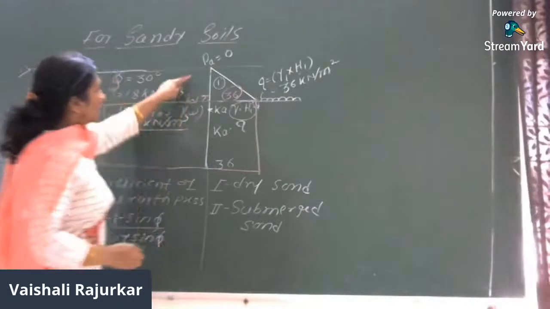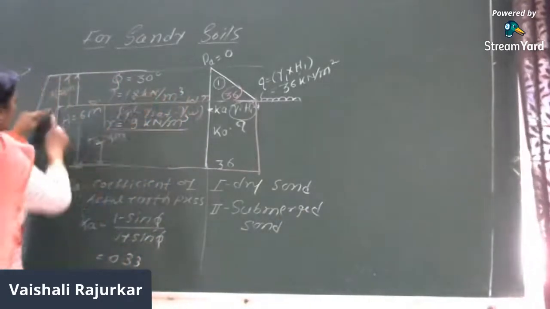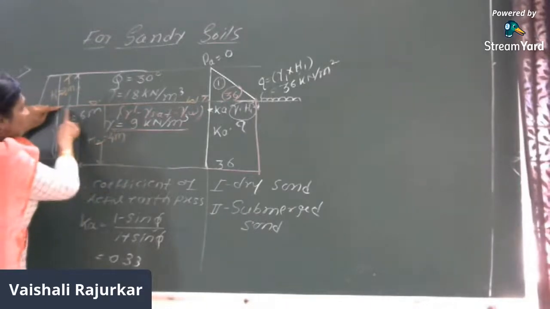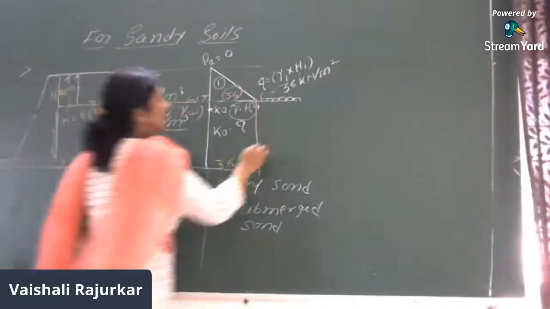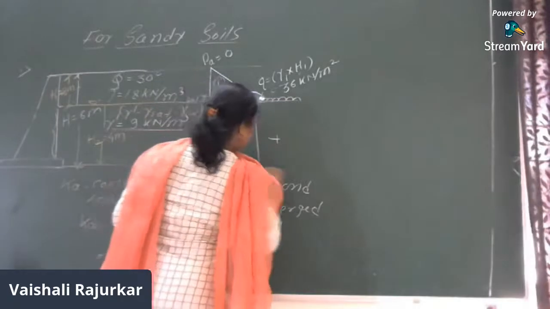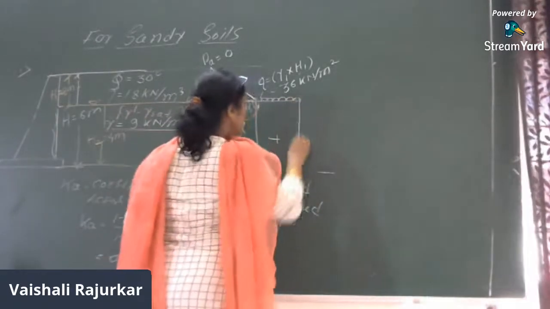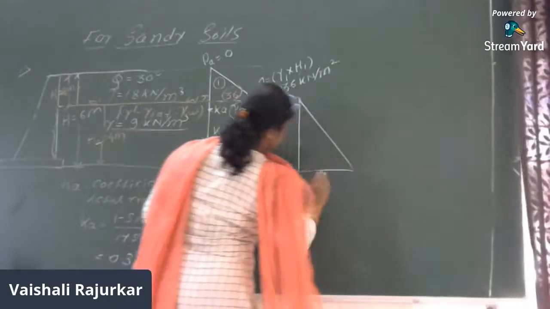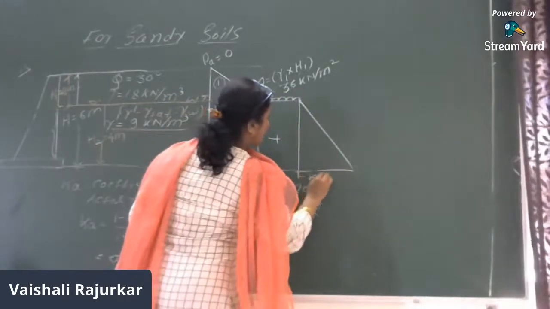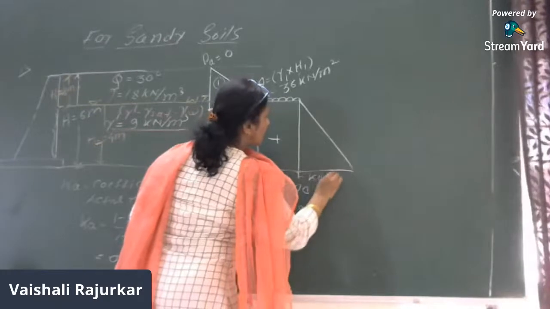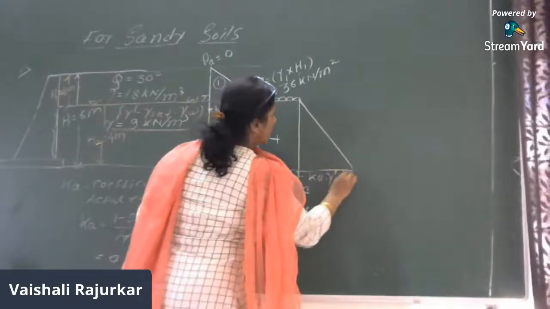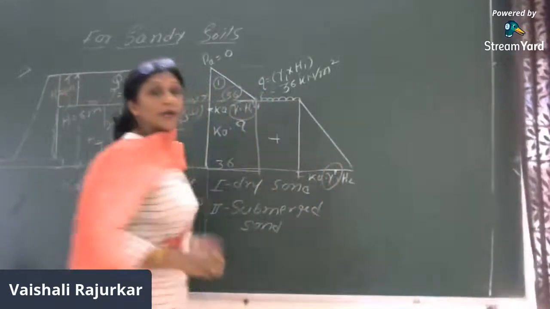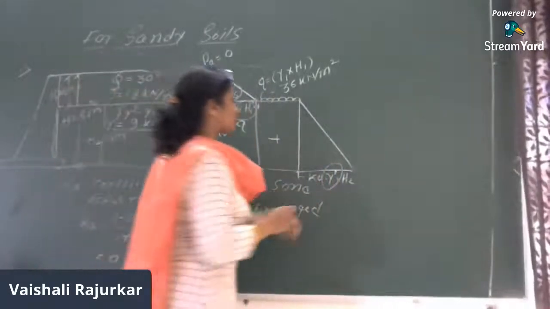Then there is a second weight on this portion of wall. Another weight is due to the submerged soil weight and another is due to the water pressure. So here we'll just draw another diagram, the second diagram. That will be the first distribution or the first self weight, that is due to Ka into gamma submerged into H2. Here it will be Ka into gamma submerged into H2.